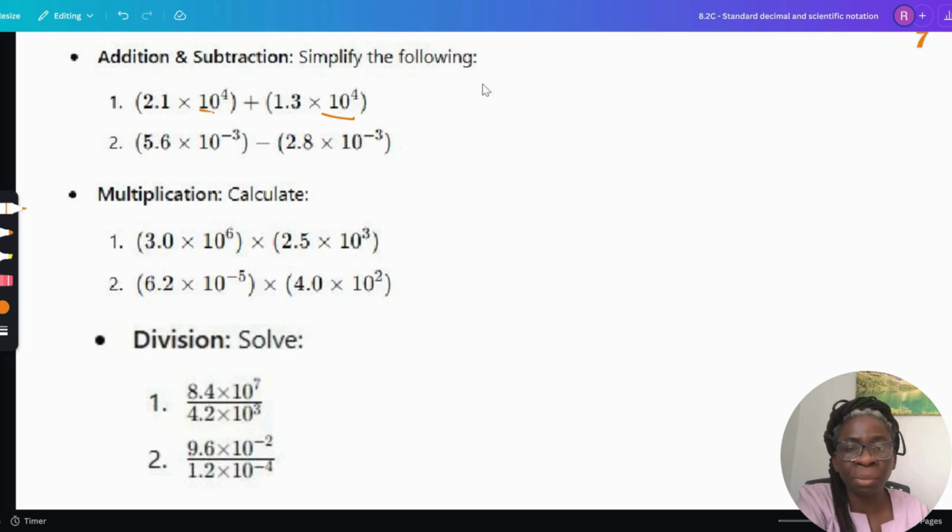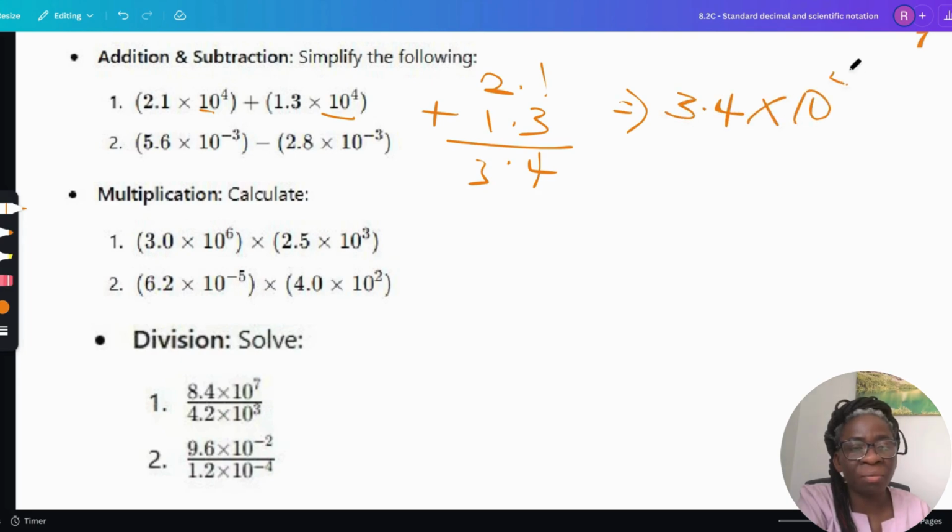So that means we just say 2.1 plus 1.3, and this will be 3.4. So the answer will be 3.4 times 10 power 4. Since their powers are the same, you just maintain the power and you add the numbers. If you want to subtract also, look at this. This one has the power negative 3, and this one has the power negative 3. So you just subtract 5.6 minus 2.8 times 10 power negative 3. But okay, that is that for addition.